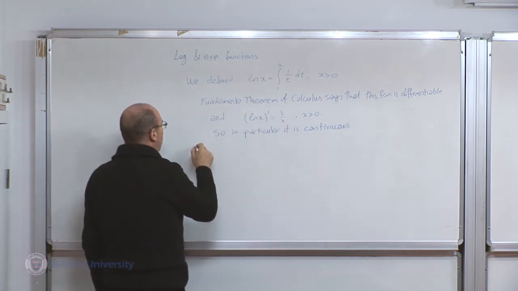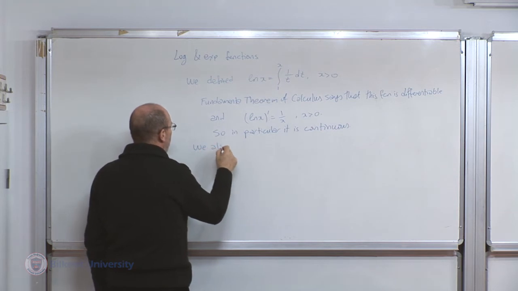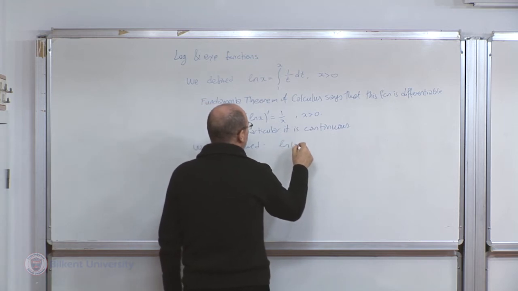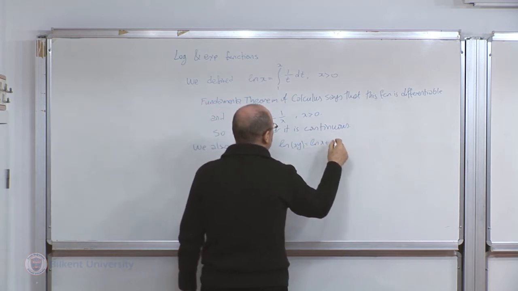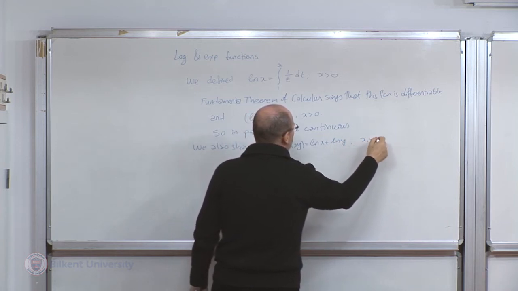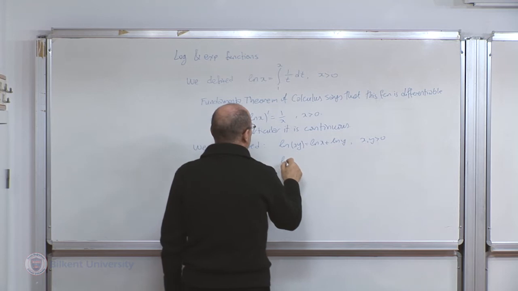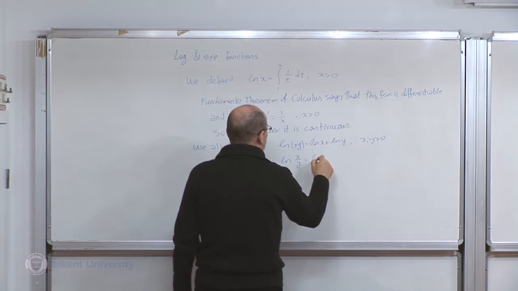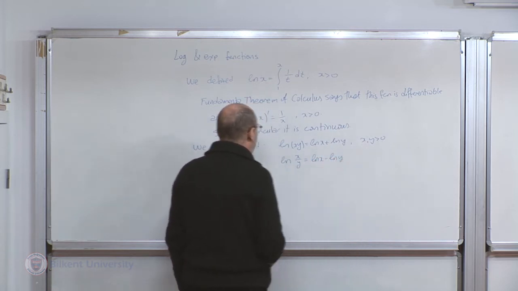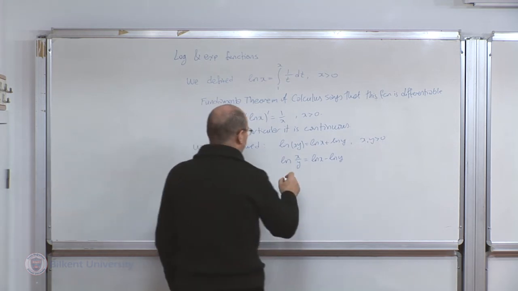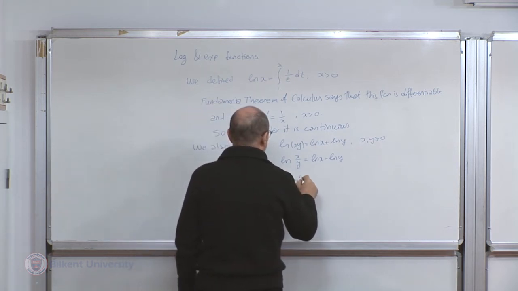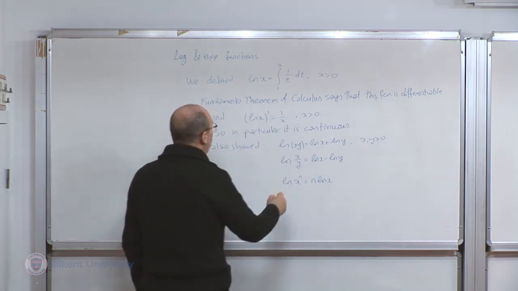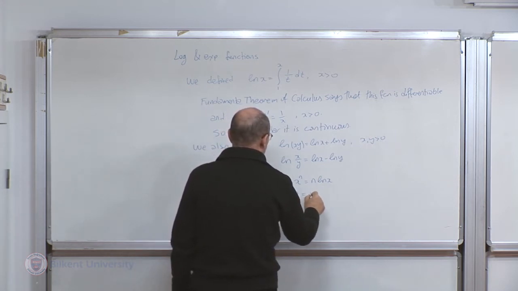We also showed that ln xy is equal to ln x plus ln y when x and y are positive. Let's say ln of x over y is equal to ln x minus ln y. What else did we show? ln of x to the n is equal to n ln x. From the definition here, it is clear that ln 1 is equal to 0.